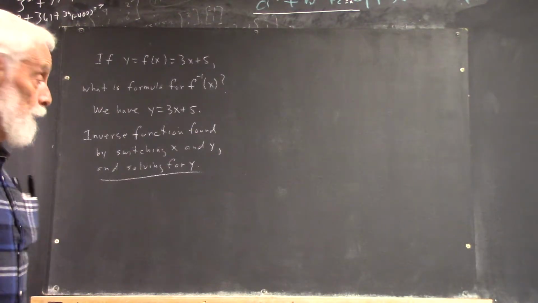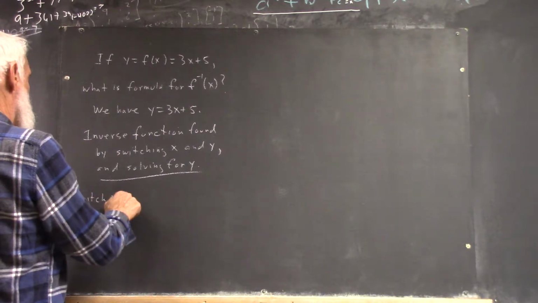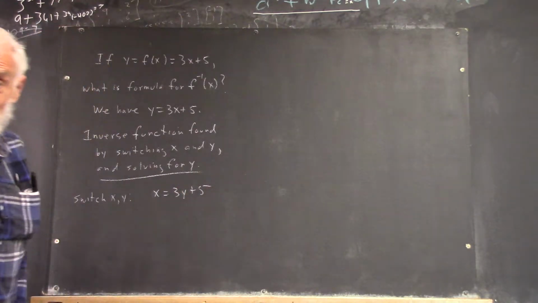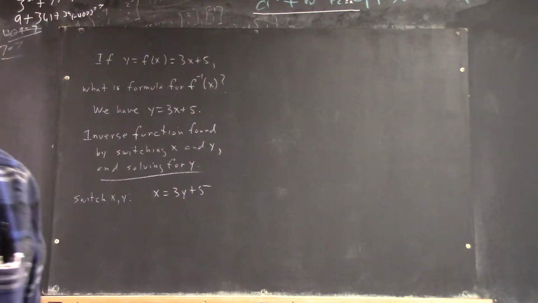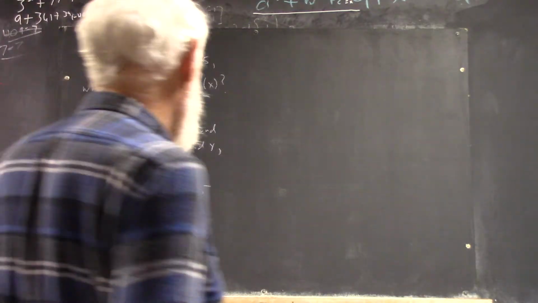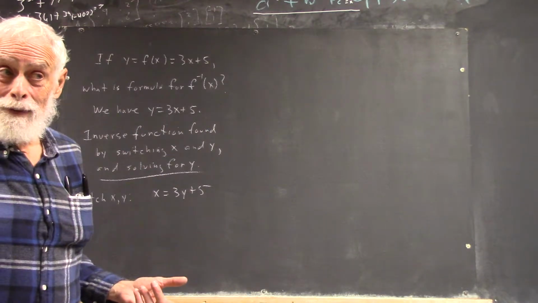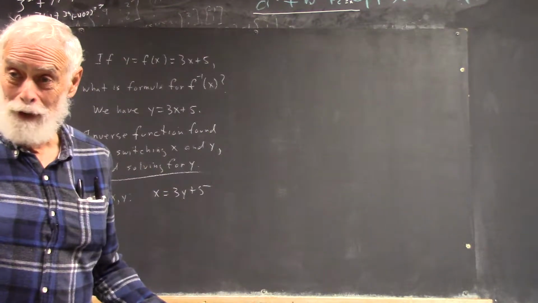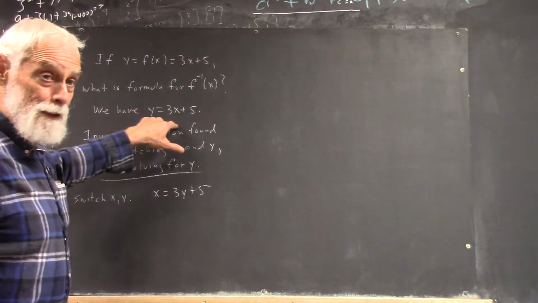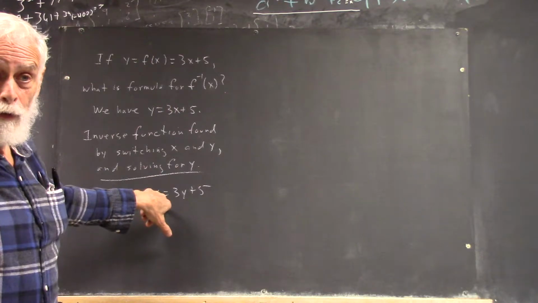Okay? So we switch x and y, and we get x equals 3y plus 5. Is that hard? If you find your x's and make them y's, you find your y's and make them x's, right? That's not hard. Now, solving for y in this case is going to be easy. Solving for y is not always that easy. Okay? That's where it gets tricky. But your first step is really trivial. If you've got a formula for y in terms of x, you can write the equation for the inverse.